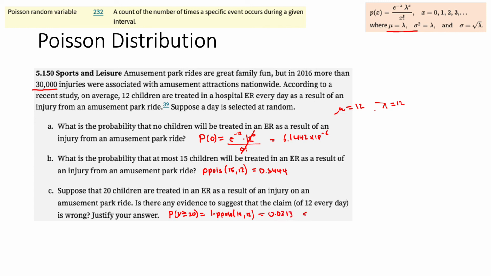This is less than 0.05, and we say that this is very unlikely. Okay, so this claim of 12 every day, if we sampled this single day of 20, that wouldn't really be pointing to the truth being that 12 children every day is the average. Okay, so something might be a little bit incorrect. This might be an ER that's maybe particularly close to an amusement ride, something along those lines.